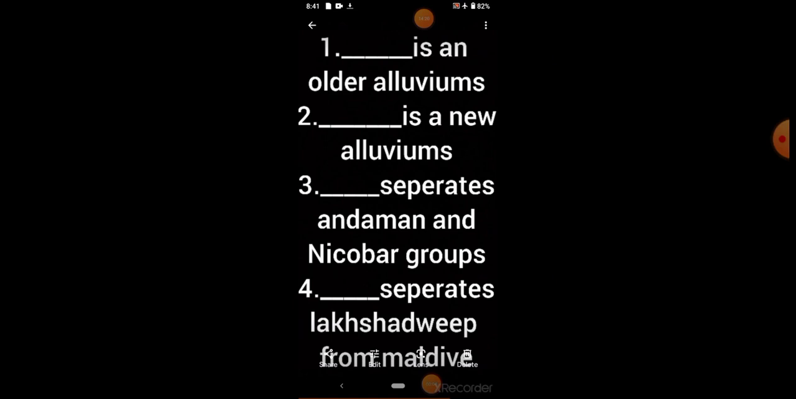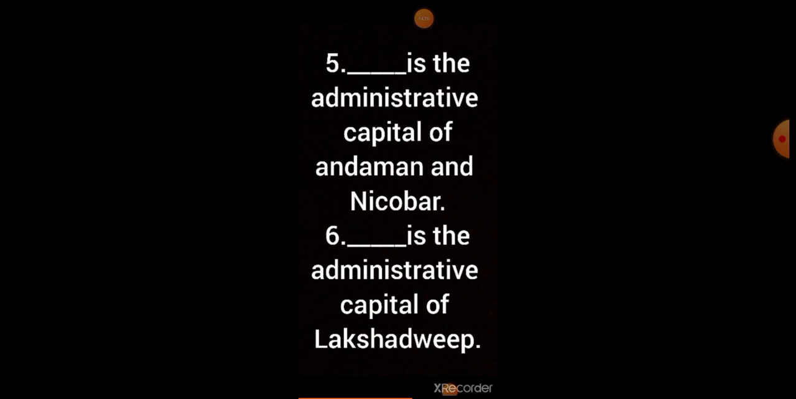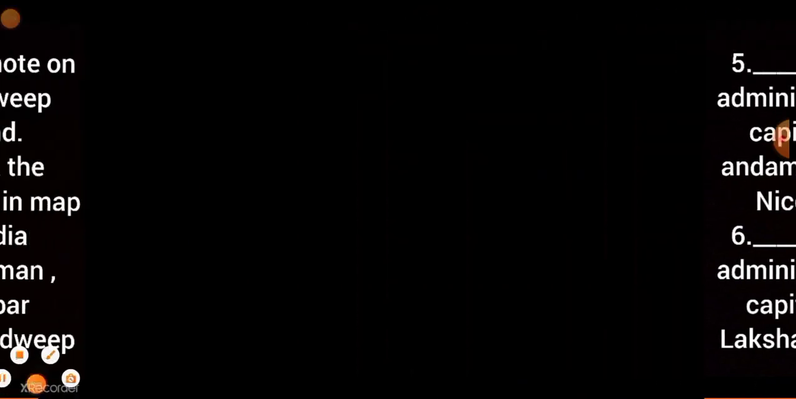How many degree channel separates the Andaman and Nicobar group? How many degree channel separates Lakshadweep from the Maldives? Dash is the administrative capital of Andaman and Nicobar. Dash is the administrative capital of Lakshadweep.